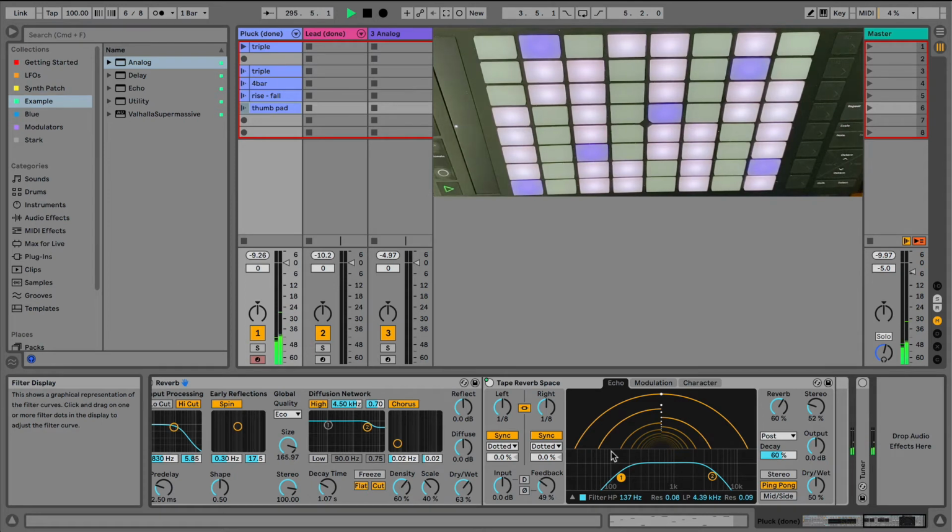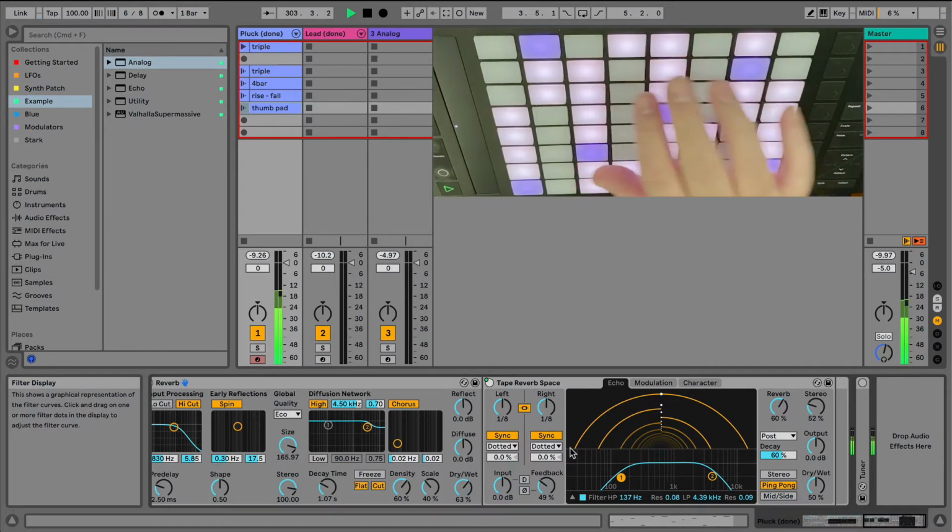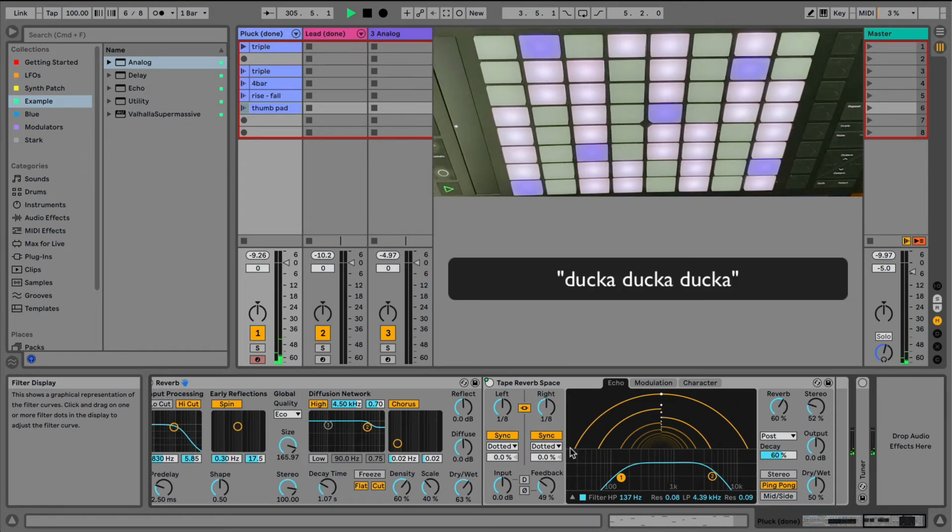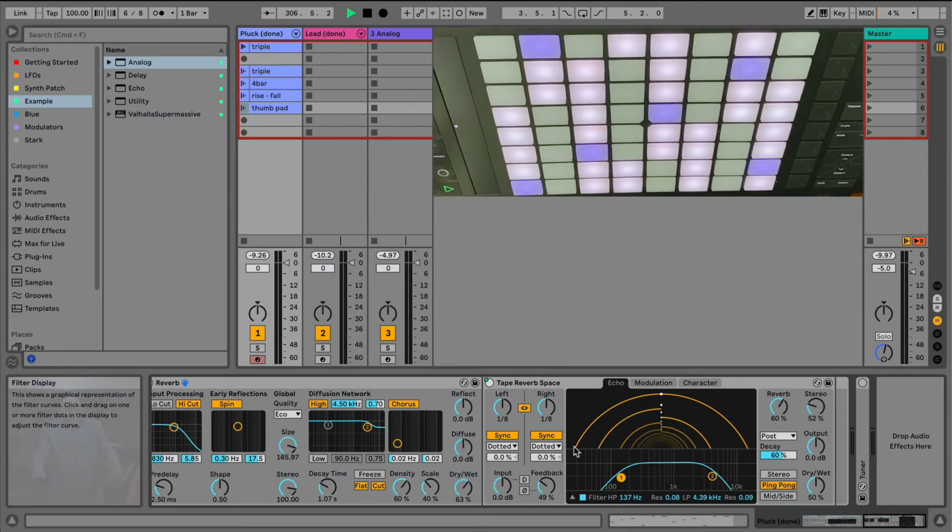And our delay time is set up to be a dotted eighth note because we're playing eighth notes. So what you get is, if you're going to be playing a series of eighth notes, the echoes are going to fall on the and in between them, and it gives you this ducka ducka ducka sort of spacey feel.